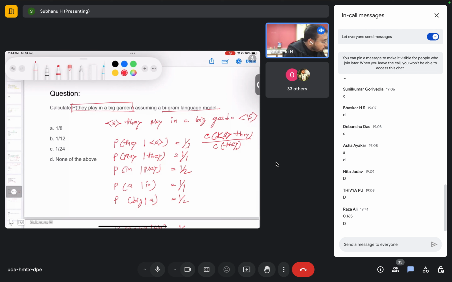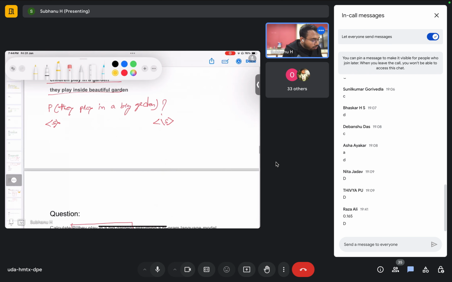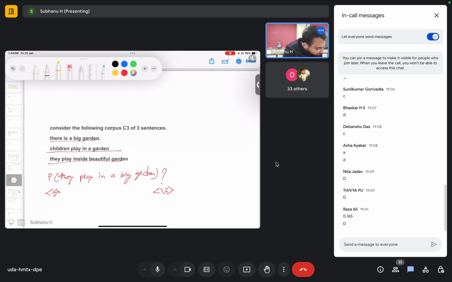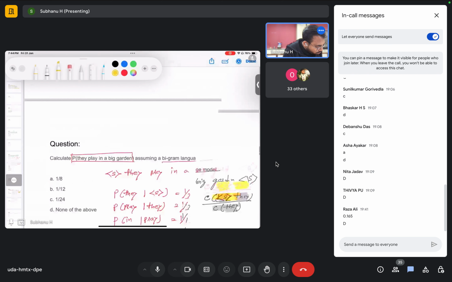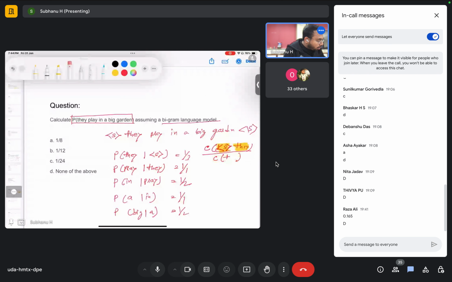So how many times was there a beginning of sentence along with "they", and how many times did the word "they" appear? Sorry, I have made some mistake. So what was our formula? Our formula was how many times?